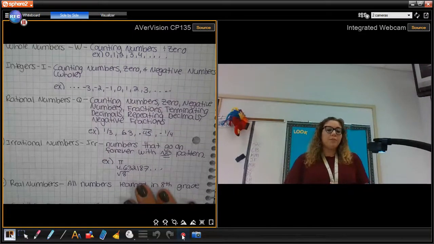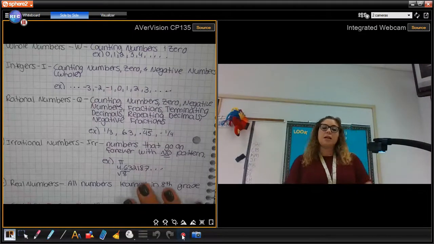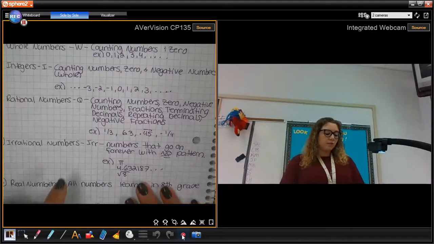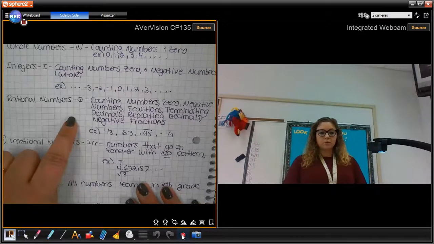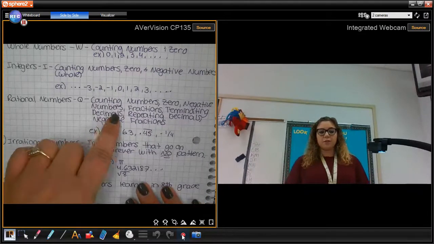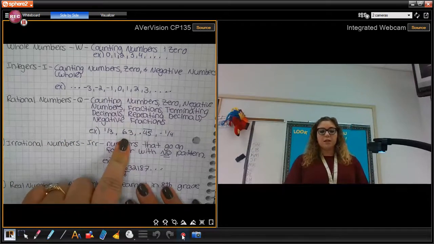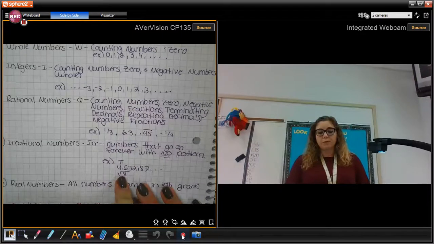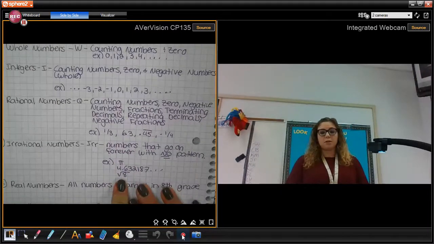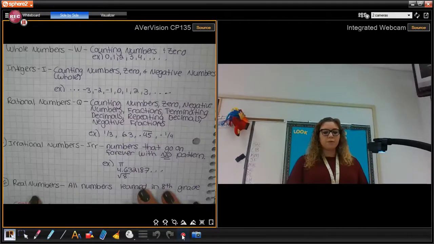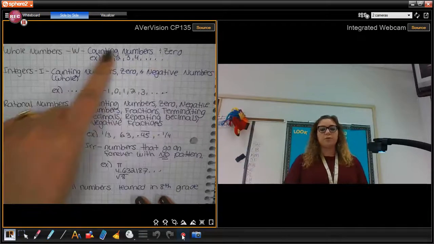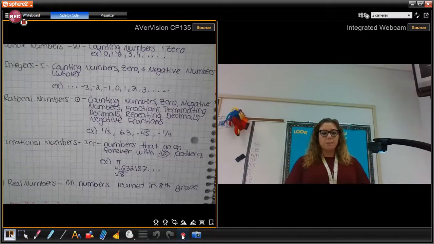You cannot put it into a fraction. It's irrational. So rational, you can put it into a fraction. You have repeating decimals and decimals that stop. Irrational, you cannot put it in a fraction, and you have decimals that go on forever. And then your real numbers is all of these numbers that you learned in 8th grade.